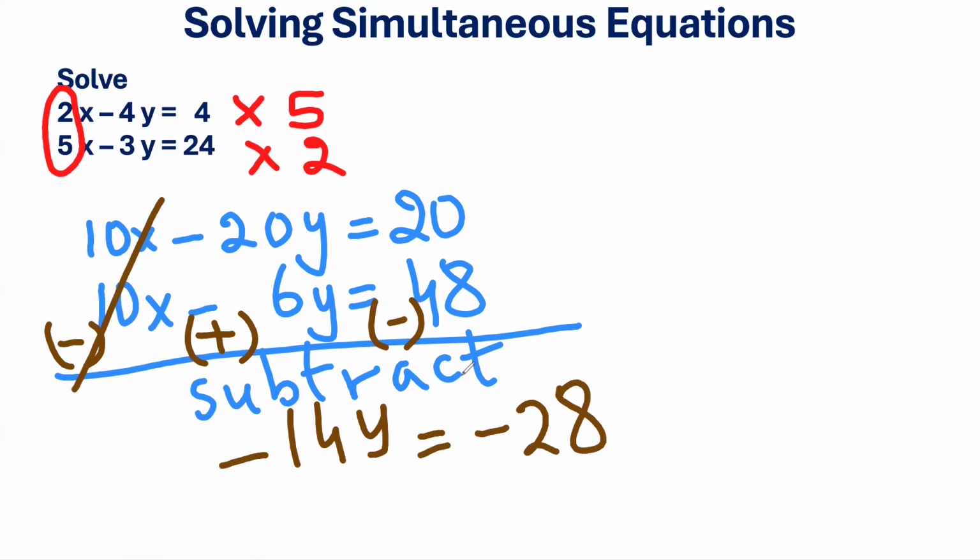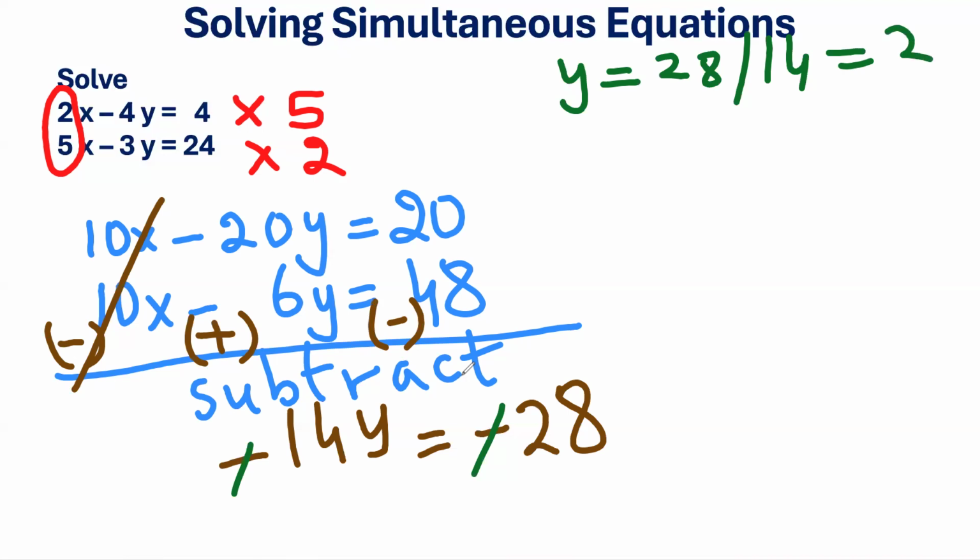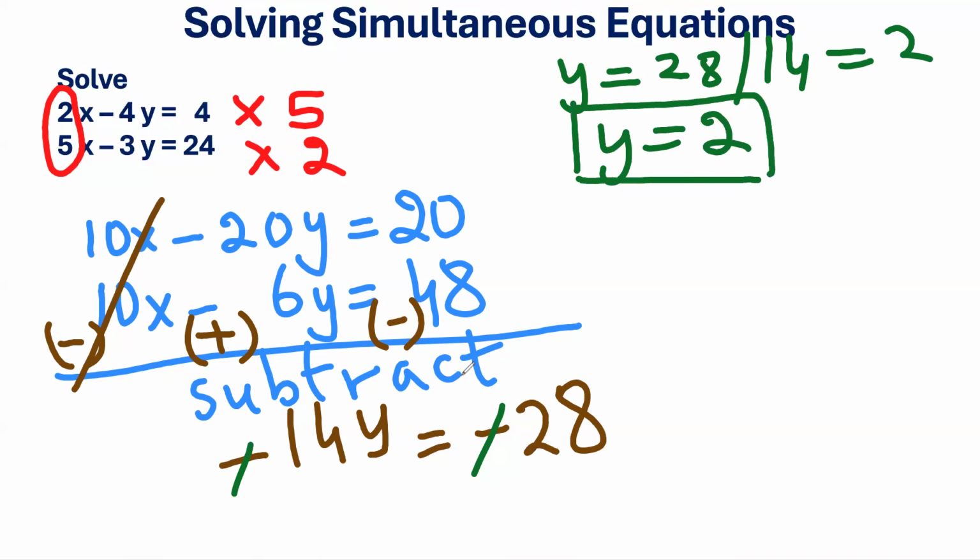What is the next step? Y is equal to 28 divided by 14. Minus and minus is cancelled. This minus is cancelled with this minus. And 28 divided by 14 will give you 2. 14 2s are 28. So y is 2. The value of y, you are done with it.